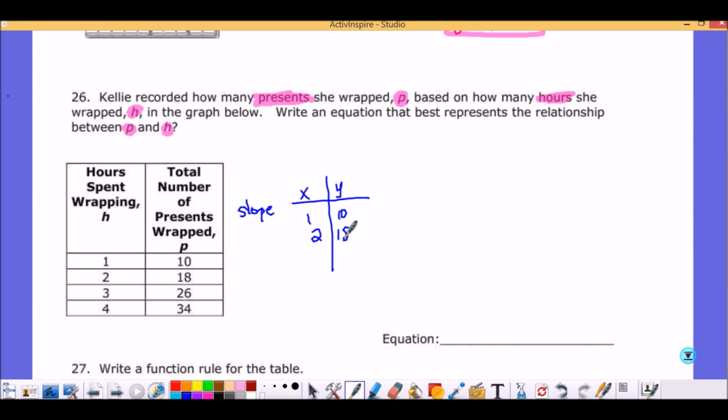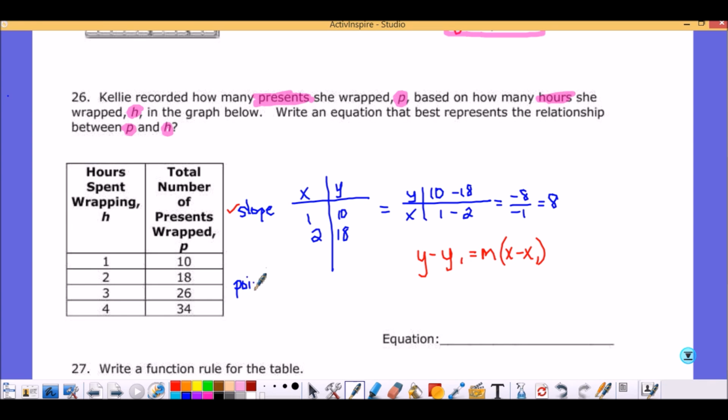Now remember, slope, I want the change of my direction, so I'm going to change my table. So now I have 10 minus 18 over 1 minus 2. So that's going to be negative 8 over negative 1, where it reduces down to just 8. So now I want to write an equation. So I'm going to use the equation y minus y1 equals the slope times the quantity of x minus x1. So that means I have my slope, but now I need a point, and it doesn't matter which point I'm going to pick. I'm just going to pick the first one, which is going to be easier.